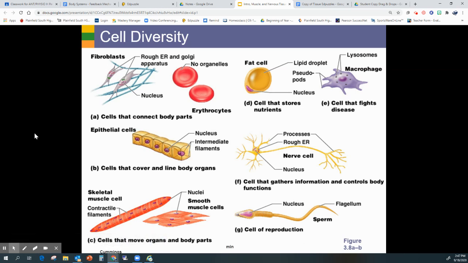And then we have cells that are responsible for moving organs about the body. So that's the skeletal muscle tissue down here at the bottom, as well as smooth muscle tissue you can see here. And then the last one we have are cells of reproduction. This is a sperm cell. Those would be both sperm and egg cells. Sperm would be male reproductive cells, egg would be female reproductive cells.